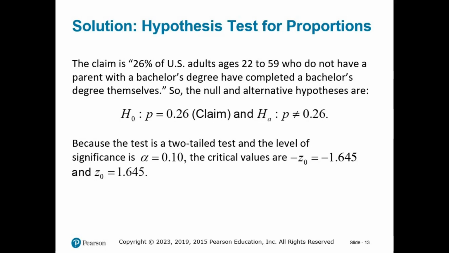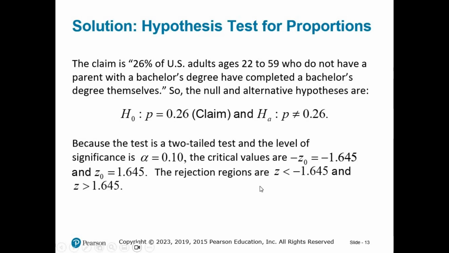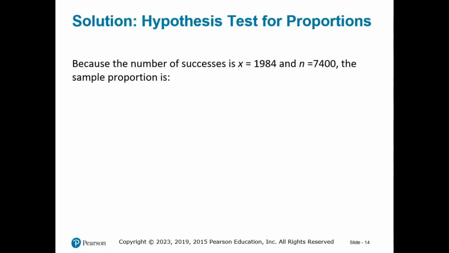So what are the rejection regions? Those will be to the left of the negative critical point and to the right of the positive one. Okay, we're getting a picture of it. Now we're going to do that little tidbit mentioned before this problem. When we don't have a p-hat, or sample proportion, we use number of successes over sample size. So in this case, success is 1984, n is 7,400. Take a moment to figure that out. When we divide, we get 0.268.